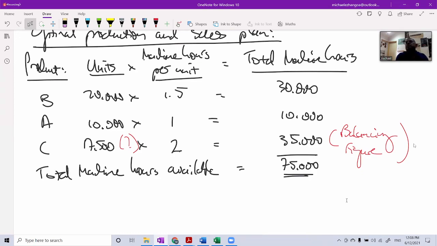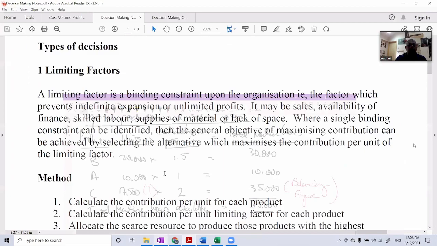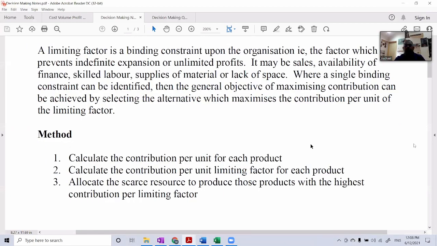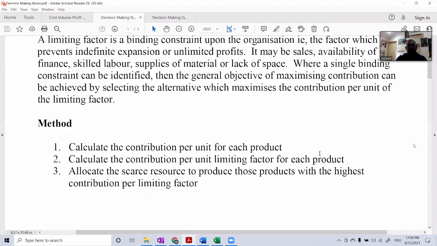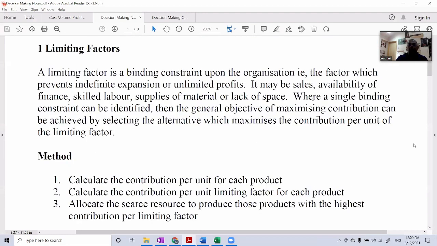So get you thinking about what are limiting factors. How do these constraints work? Or how does it impact on your ability to produce and sell? Can you follow what I'm saying, all of you, right? Okay. So we are looking at limiting factors. And here we go. Right, let's read that again. It says, it may be sales, availability of finance, skill, labor, supplies of material, lack of space. Listen, there are so many constraints a company can have.